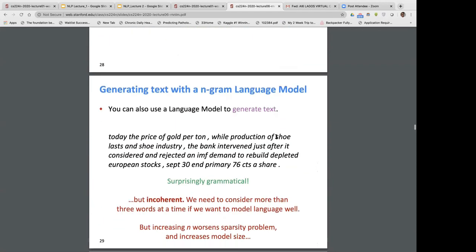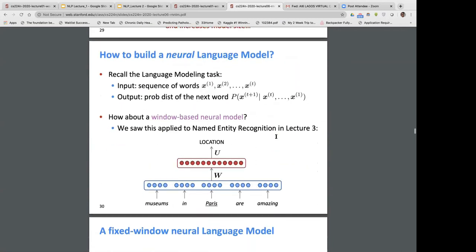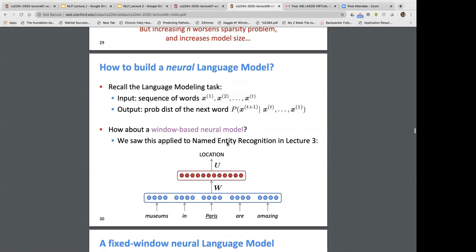So that is the n-gram language model. Given that n-gram language models are problematic, let's look at neural language models. If we recall our language modeling task, you have your input, a sequence of words, and your output is the probability distribution of the next word. You're trying to predict the next word given a sequence of words. So what about considering a window-based neural model?